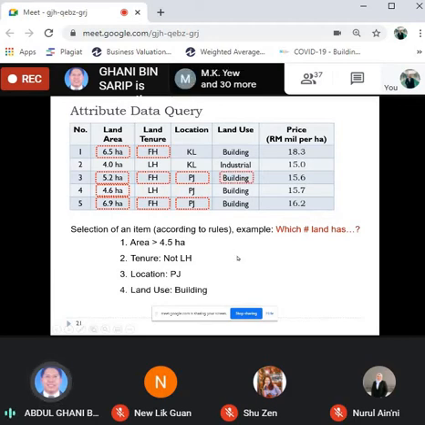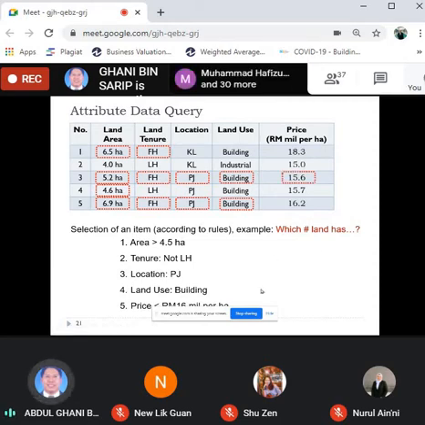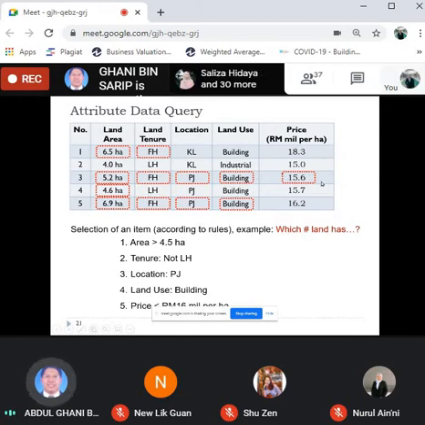Sometimes we could further query until we get to a very small number of options. So let's say here land use equals building. These 2 properties are buildings, but we also could ask for the price to be less than 60 million, let's say per hectare. So there is only 1 property that suits the queries, or the required preference of the user.